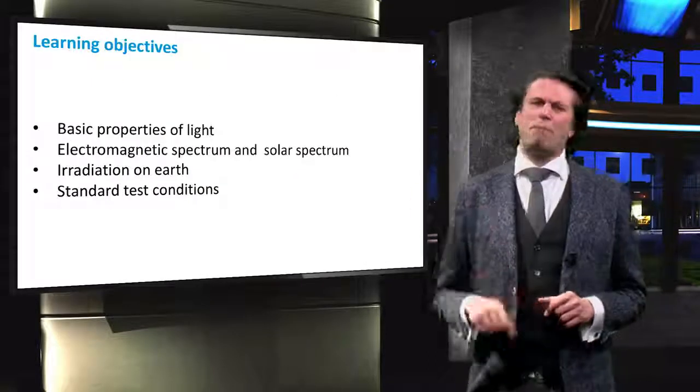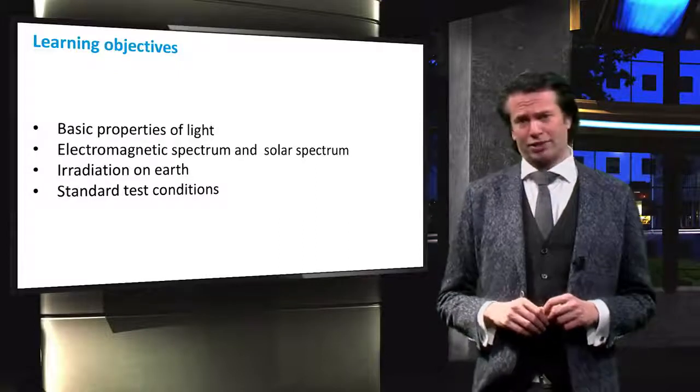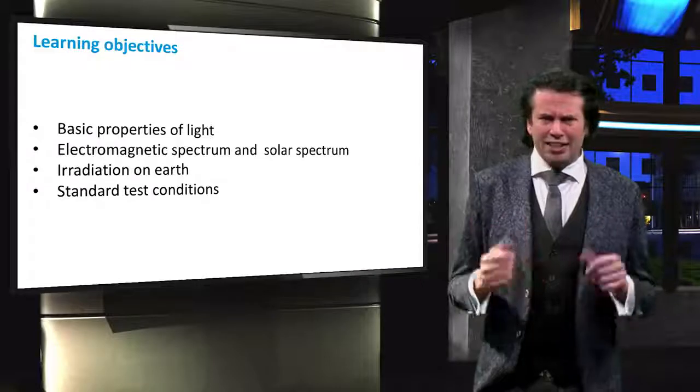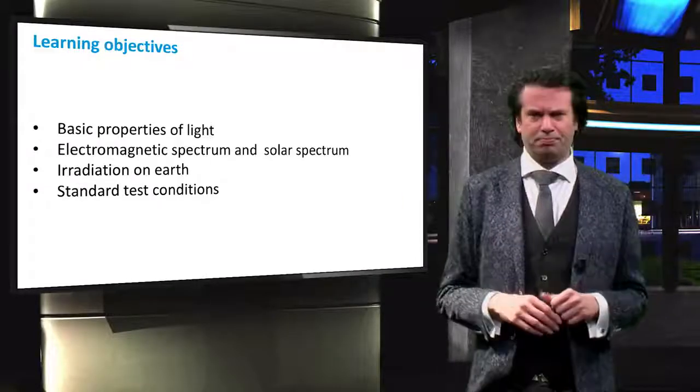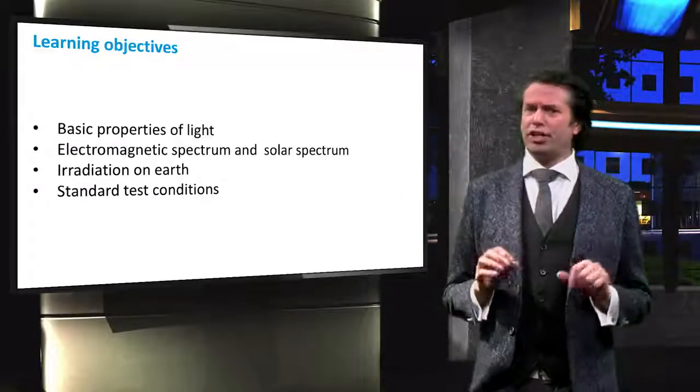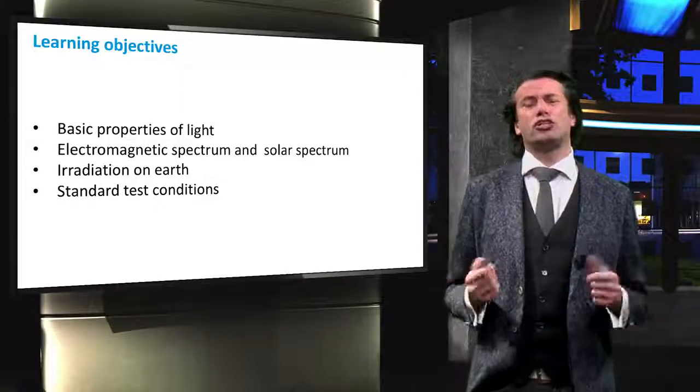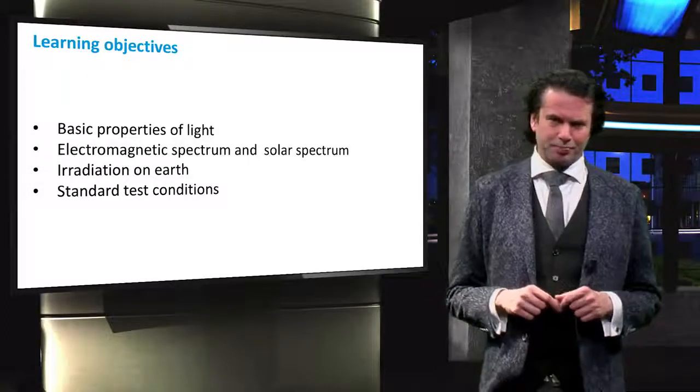We will learn about the basic properties of light. We will discuss the spectrum of electromagnetic radiation and the radiation spectrum of our Sun. Then we consider the irradiation on the surface of the Earth, and finally we will discuss the standard test conditions.